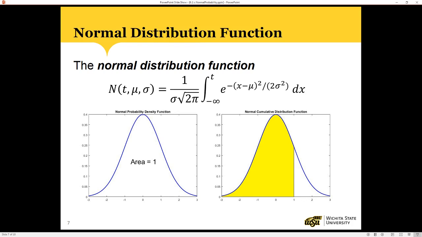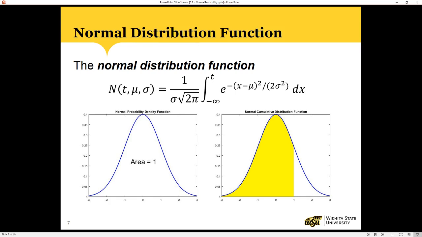In the graph on the left, we see the normal probability density function. And as the graph is labeled, the area under that curve is indeed 1. It is not a trivial matter to show that that area is 1 and requires tools that have not been covered yet in this course.